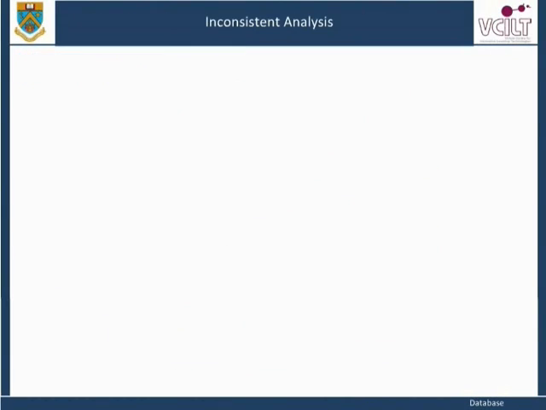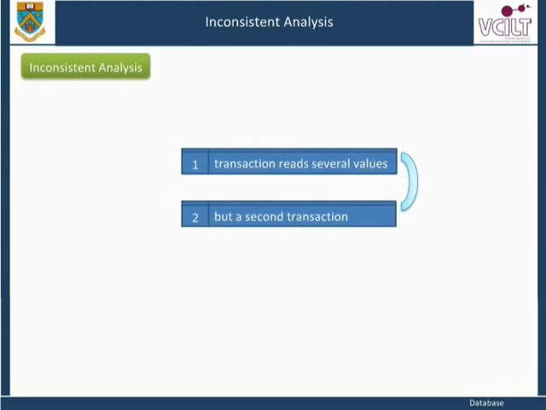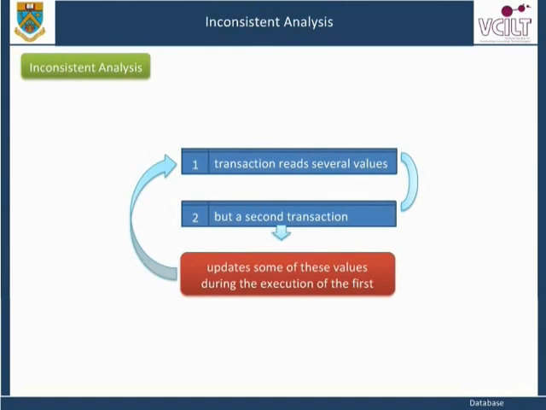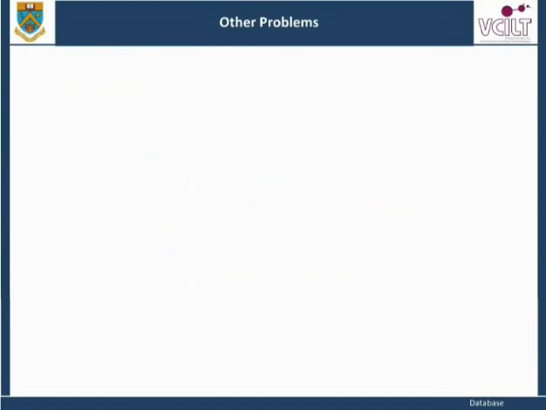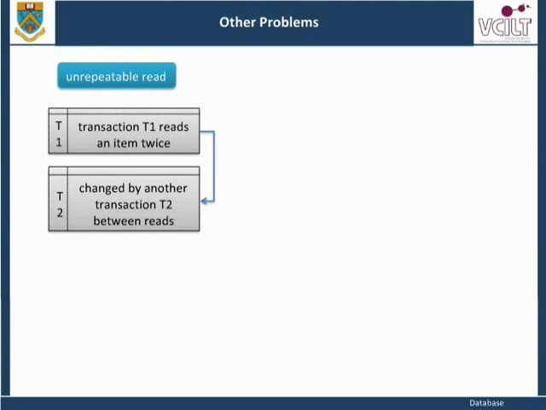Let's look at inconsistent analysis. The inconsistent analysis problem occurs when a transaction reads several values, but a second transaction updates some of these values during the execution of the first. Another problem that may occur is the unrepeatable read, where a transaction T1 reads an item twice, and the item is changed by another transaction, T2, between reads.